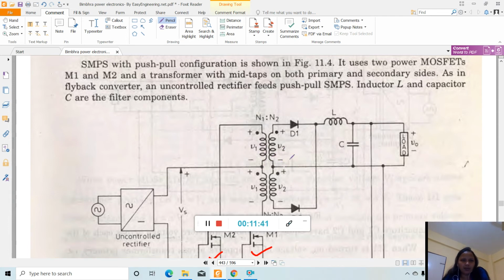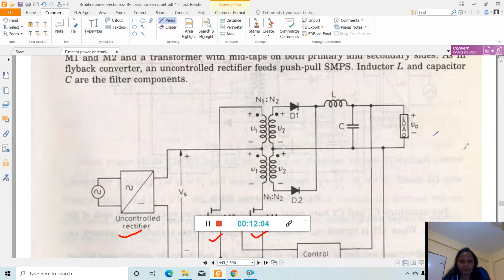And then, same as in the flyback converter, an uncontrolled rectifier is here. This is the uncontrolled rectifier which feeds the push-pull SMPS. So this whole part is the push-pull configuration, and this uncontrolled rectifier feeds this SMPS part. Inductor L and capacitor C are the filter components, and this is the load.